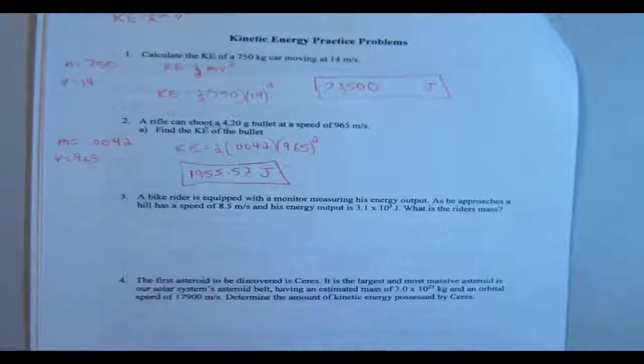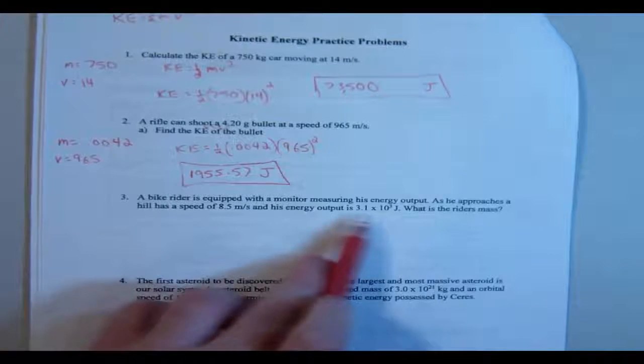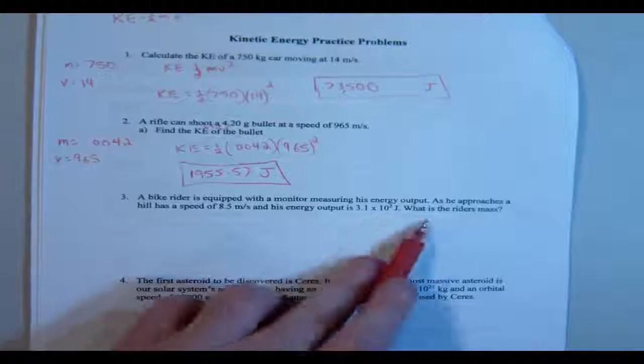A bike rider is equipped with a monitor measuring his energy output as he approaches a hill. As he approaches a hill, he has a speed of 8.5 meters per second, and his energy output is 3.1 times 10 to the 3 joules. What is his mass?